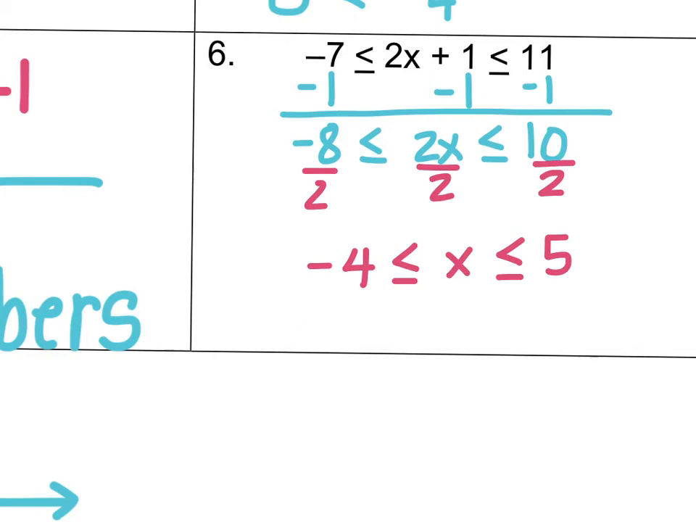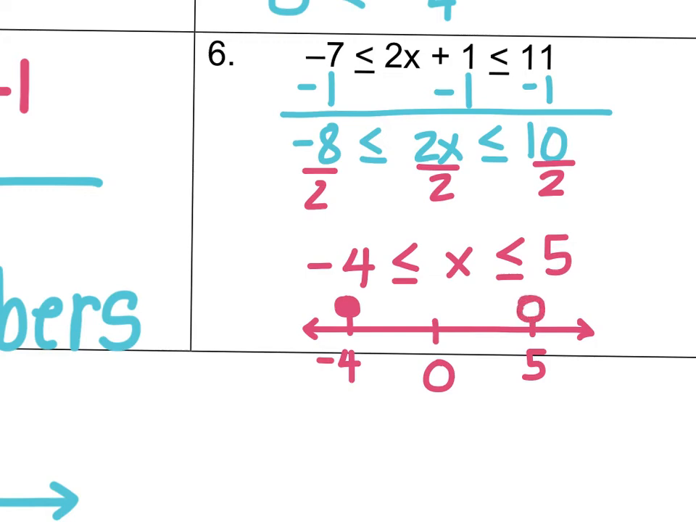So these are my favorite to graph because we're bound by 2 points. So start with your 0. We'll have -4 on the left and 5 on the right. Since they're both less than or equal to, we know that they are both closed circles because those numbers are included. And then we'll have a line in between connecting those circles.